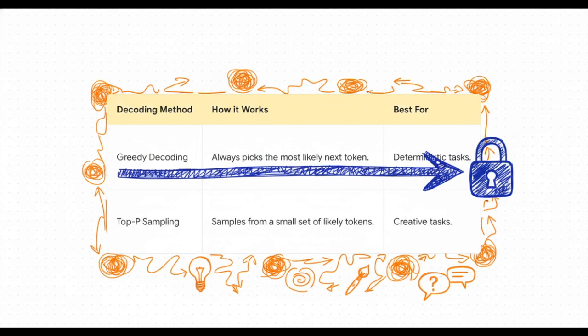The first one, greedy decoding, is the safe bet. It always picks the single most probable option. This is great for facts, but it can get a little repetitive. The second one, top-p sampling, introduces a little bit of controlled chaos. It samples from a small group of likely options, which leads to way more creative, human-like responses. It's this fundamental trade-off, really, between being predictable and being creative.